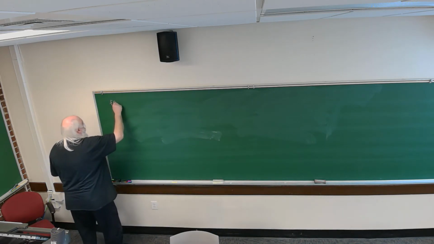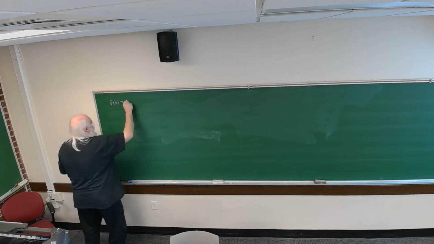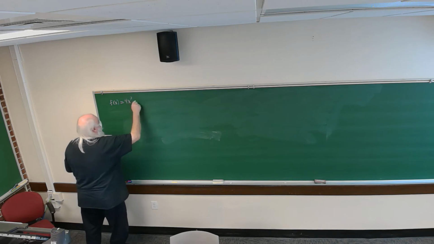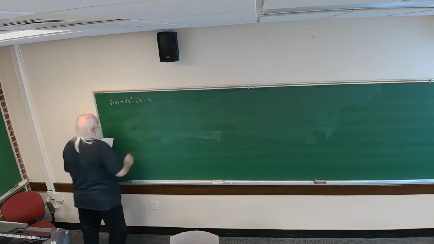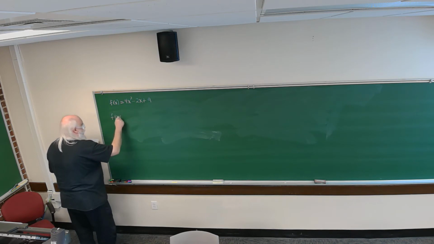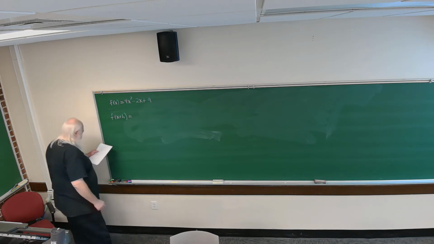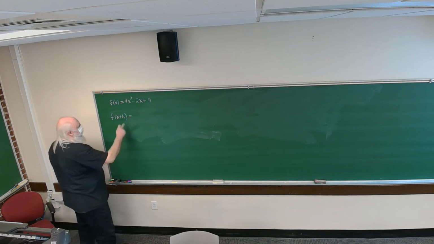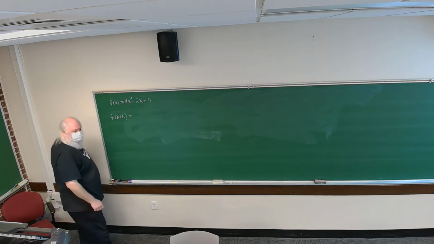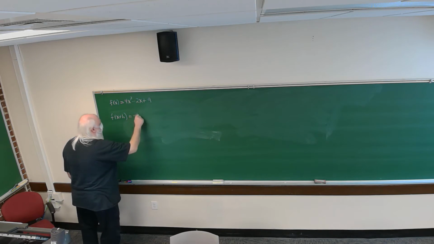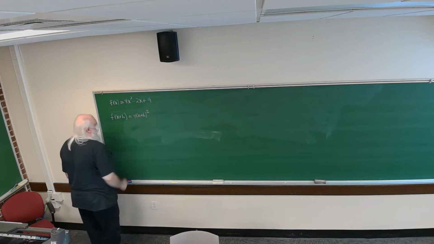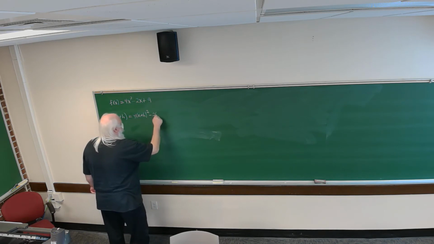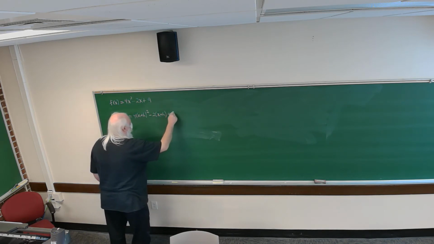Okay? So in example 1, we're given f of x is equal to 4x squared minus 2x plus 9. So in step 1, or part A, we have to calculate f of x plus h. So how do we evaluate f of x plus h? You just put x plus h in for x on the right-hand side of f of x, right? And so we have 4 times x plus h squared minus 2 times x plus h plus 9.